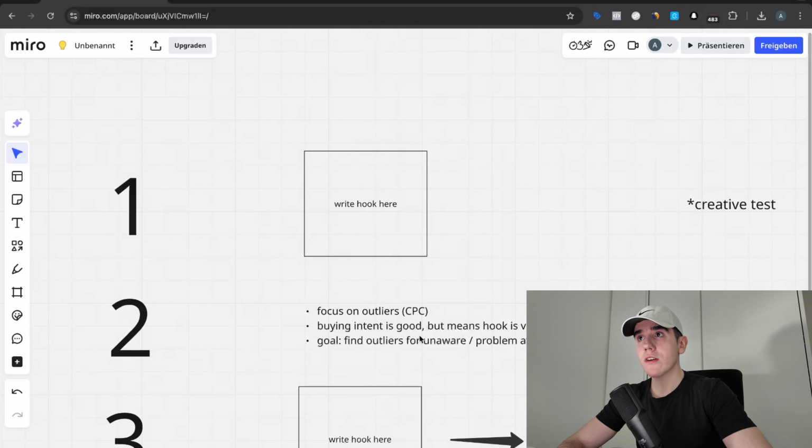Why? Because it means it's not enough for those people to actually convert, but it's very, very low, cheap traffic. And that's what you want. You want cheap traffic, and that's all you're looking for. You want to look for outliers, and the goal is to find outliers for unaware or problem-aware people. Those are people who don't buy from something like this, and you just send the traffic to your product page.